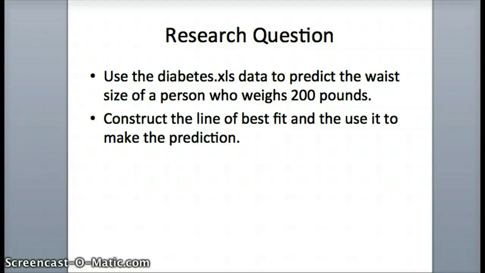We want to look at the diabetes data. We want to predict the waist size of a person who weighs 200 pounds. And we can do that because our correlation was fairly large. If you recall in the last video, it was above 0.8.